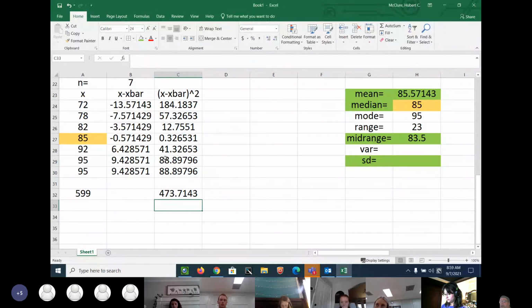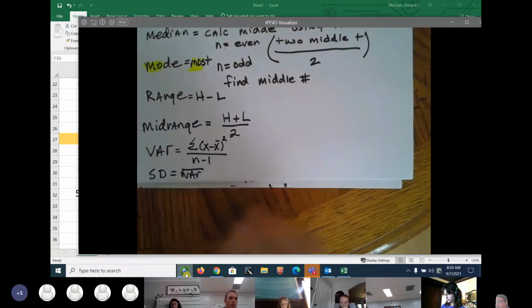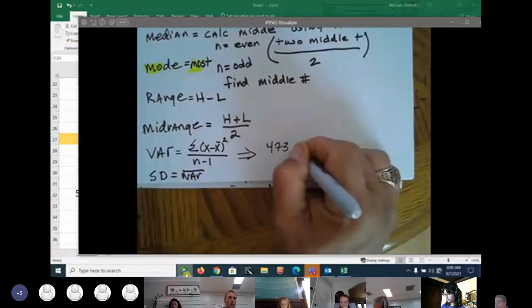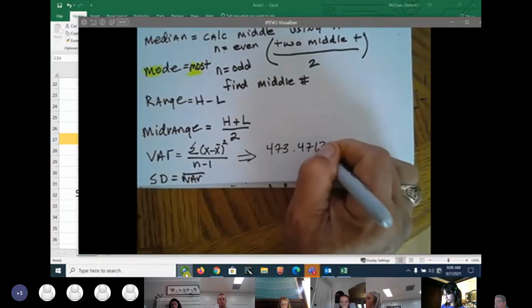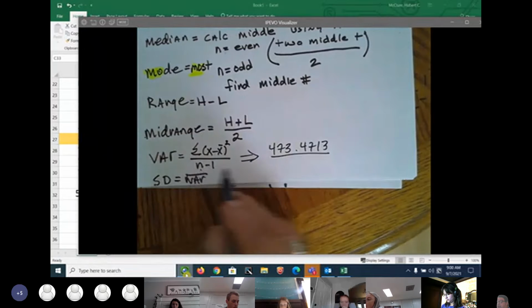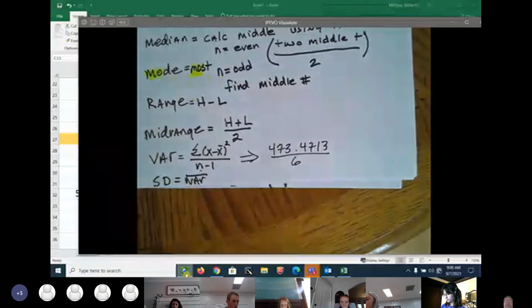So I can go down here on my white sheet, and I just do this to bring it home. 473.7143 divided by 7 minus 1, which is 6. So that right there is your variance.